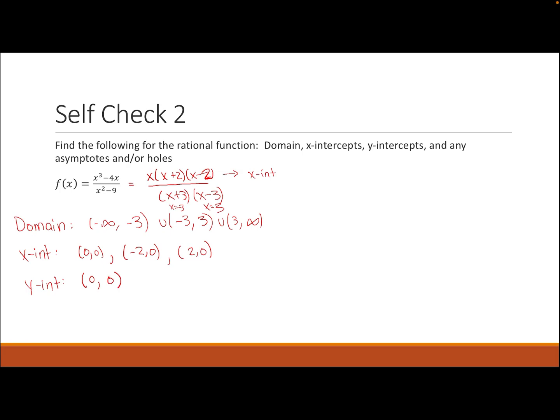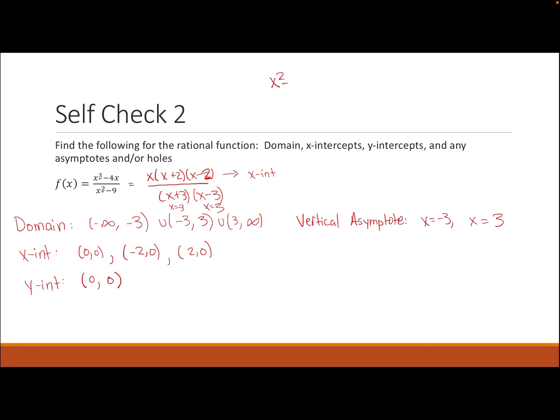And then we need to find our asymptotes. So we'll say vertical asymptote is going to occur at, we have one at x equals -3. We have another at x equals +3. No horizontal asymptote because the degree of the numerator is 1 more than the degree of the denominator. So that means we have a slant asymptote.